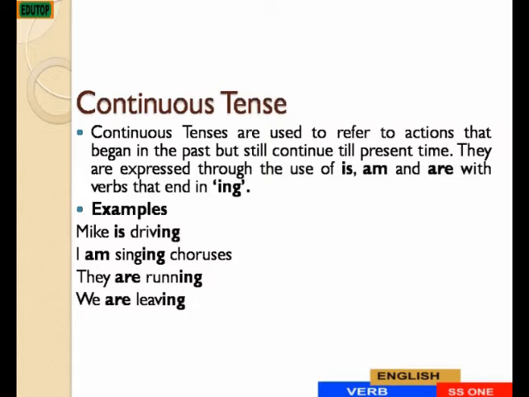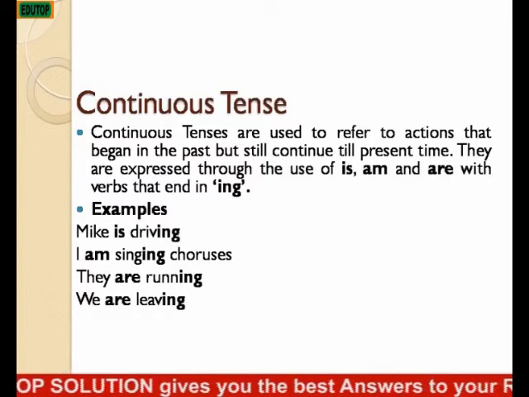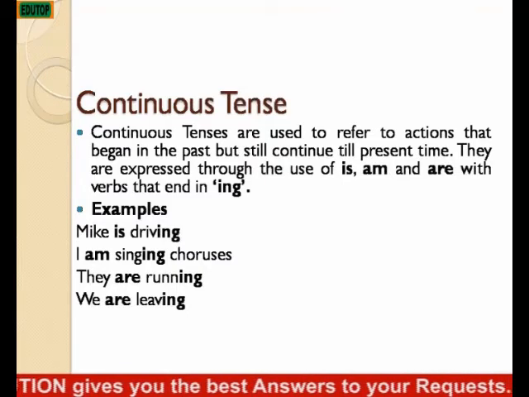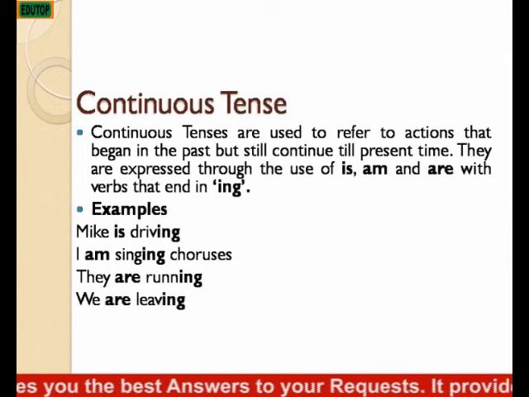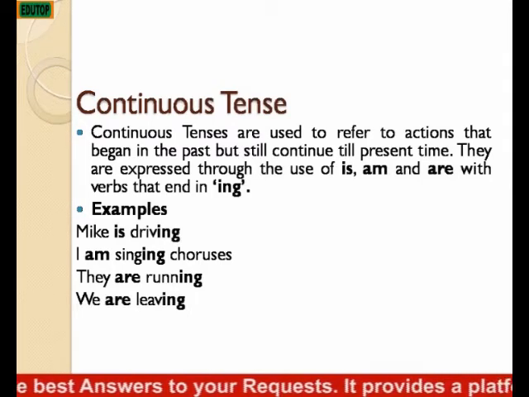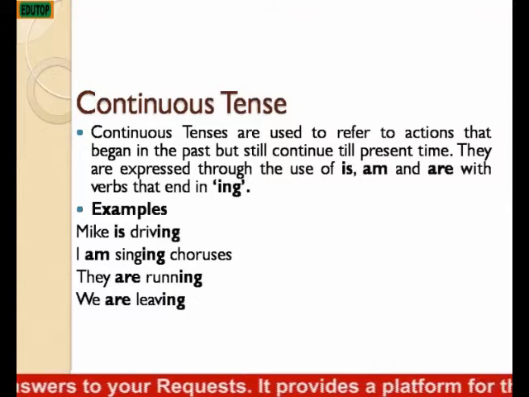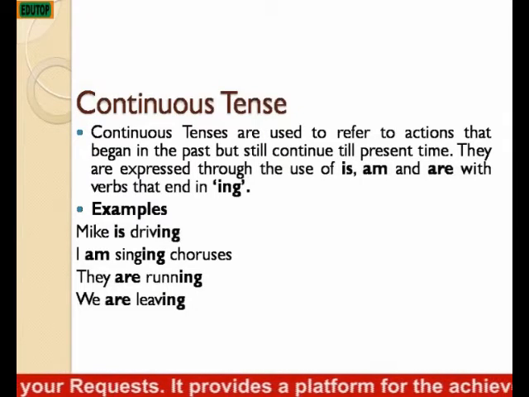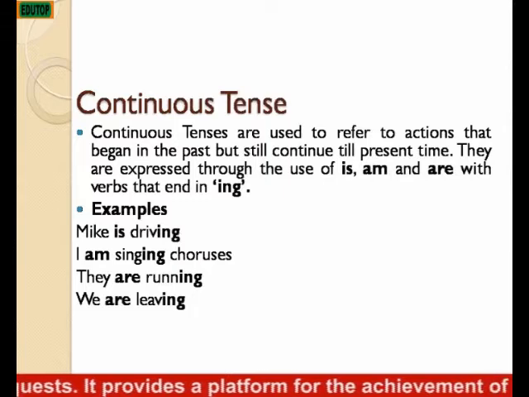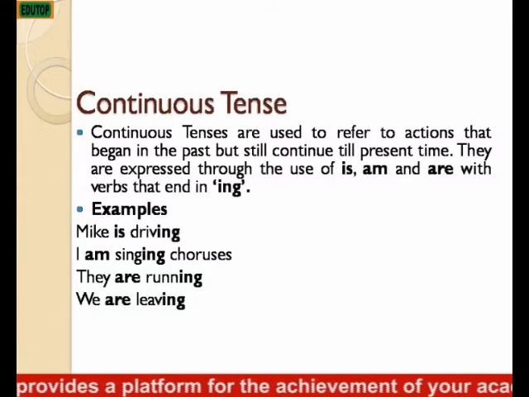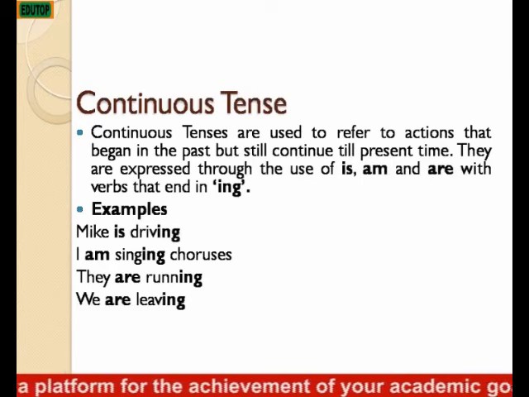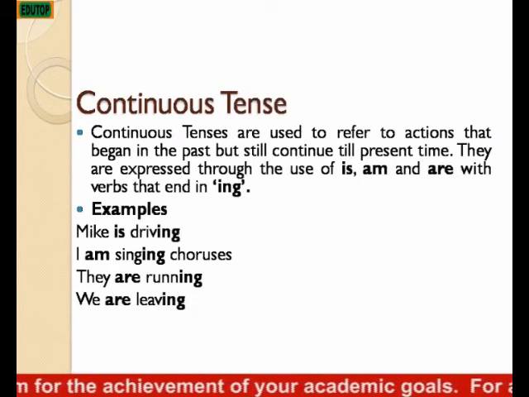You will see that is is written in bold, and the ing behind driving is also bold. This is to tell you that is is indicating a continuous tense together with the ing behind the drive. Mike is driving. Presently, Mike is driving. That is what it indicates. I am singing choruses, meaning presently I am singing choruses. They are running. We are living. All these are examples of continuous tense with the use of is, am, are, and ing ending the verb.